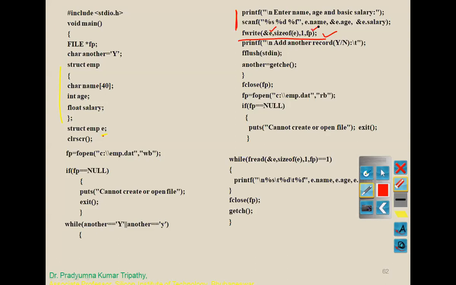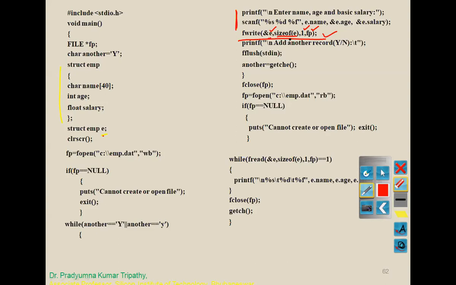This E object is of how many records? Only one record is there. If it were E of 10, with 10 records, then I would have written 10. But since it has one record, I write 1. And what is the size of the record? I have to write that. It takes 4 arguments. First one is the address of the object, structure or array. Second one is the size of the structure. Third one is the number of records that you want to write. And fourth one is the file pointer to which you want to write. All others are exactly the same.